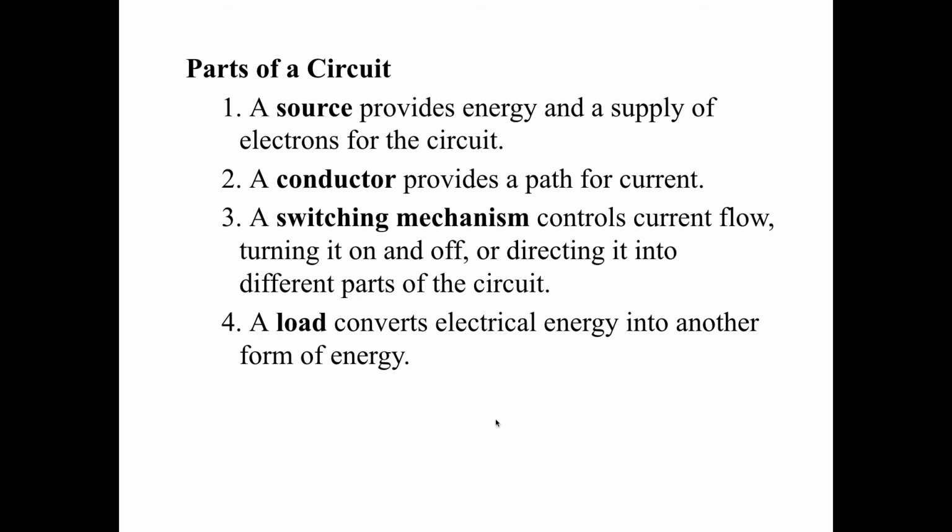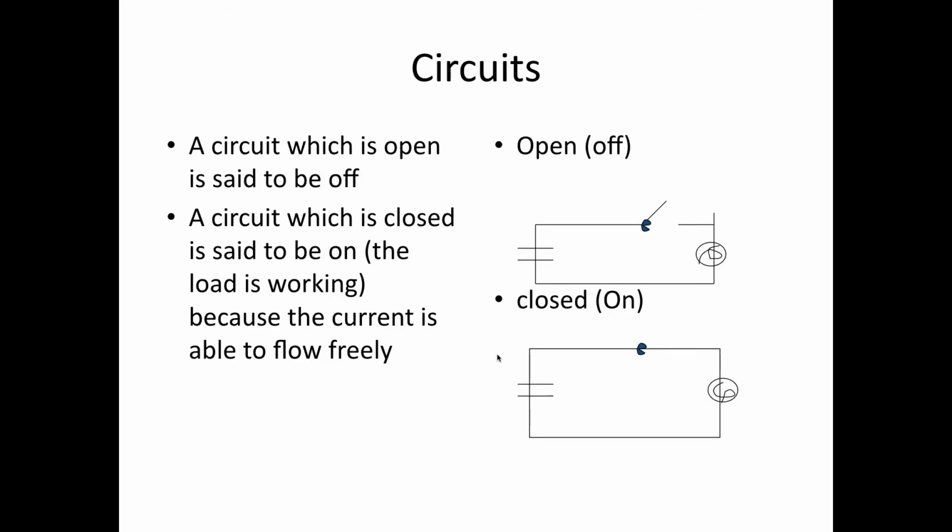And then, as we were saying, a load will be whatever's using up that current. So that could be a lamp, that could be a buzzer, could be a small motor. So various items could be the load. So if we have a circuit which is open, it's said to be off. So right now this is open and it's off. So if we want that to be closed and on, we just have to push this switch. So this right here would be our source. This is our switch. This is our circuit. And this would be our load.